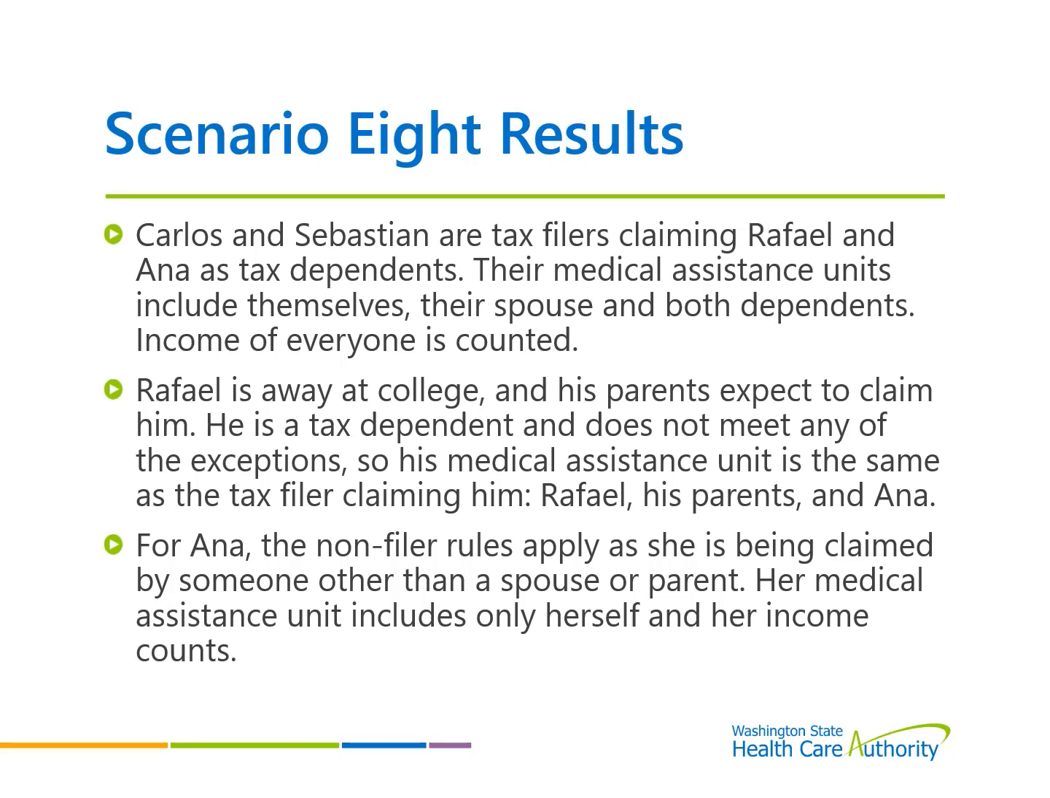Rafael is away at college and his parents expect to claim him. He is a tax dependent and does not meet any of the exceptions, so his medical assistance unit is the same as the tax filer claiming him: Rafael, his parents, and Anna. For Anna, the non-filer rules apply as she is being claimed by someone other than a spouse or parent. Her medical assistance unit includes only herself and her income counts.